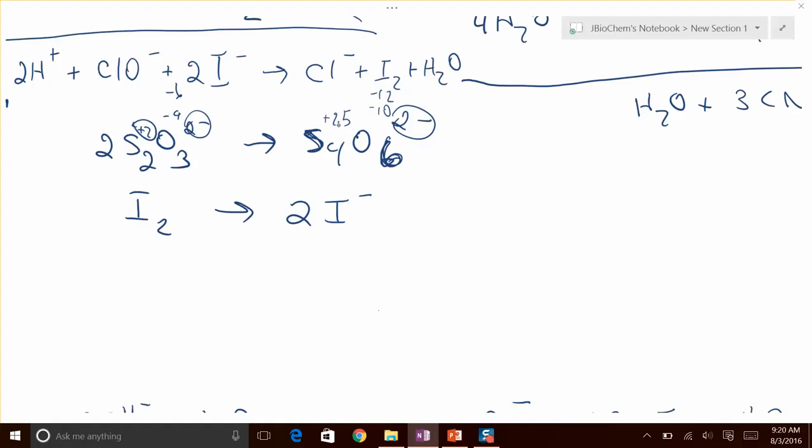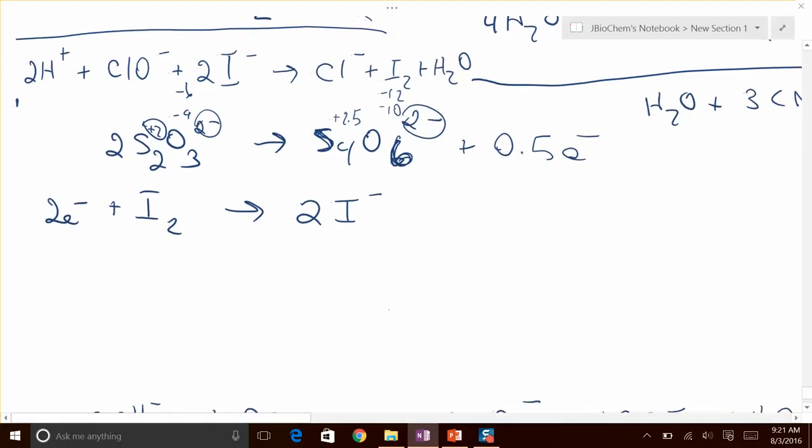2.5. Okay, and once we balance it out, we'll get rid of that half. So we don't have to add any waters, right? No. Okay. So it went from plus 2 to plus 2.5. So plus 0.5 electrons here.